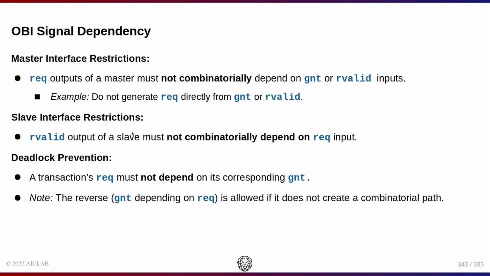Slave interface restrictions. Moving to a slave interface, the RVALID output must not combinationally depend on the request input. This means a request shouldn't immediately generate RVALID based on receiving a request. There must be some sequential logic.